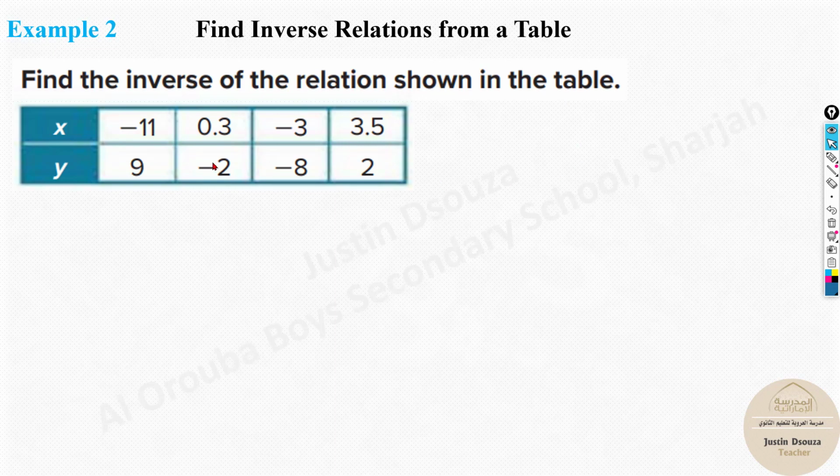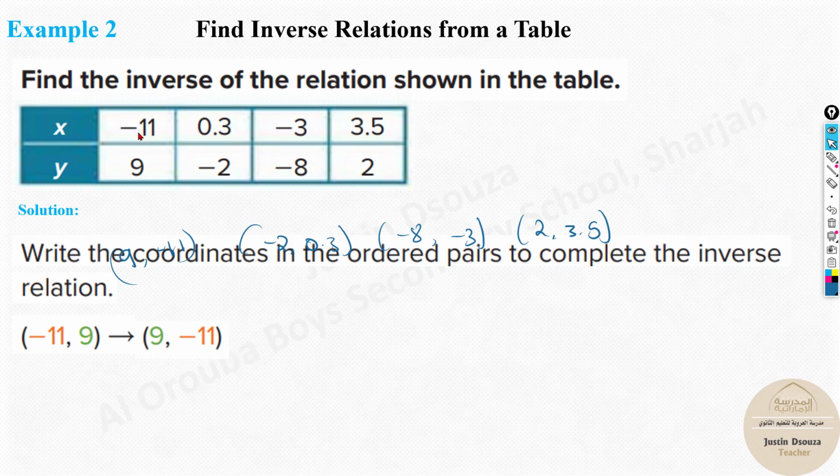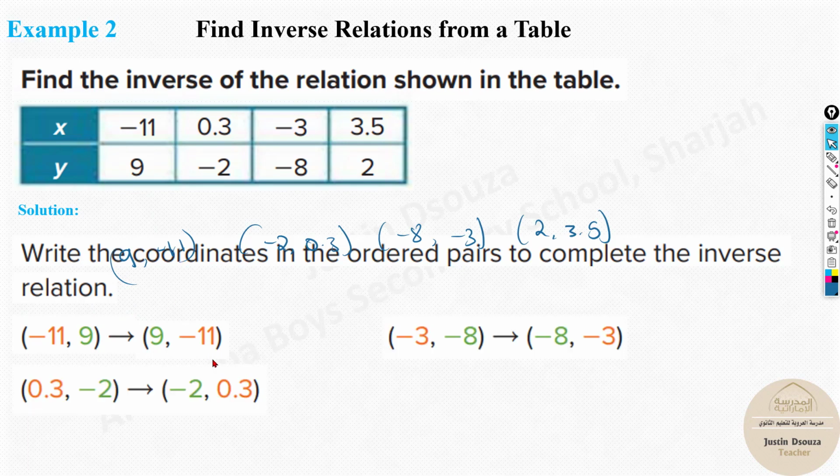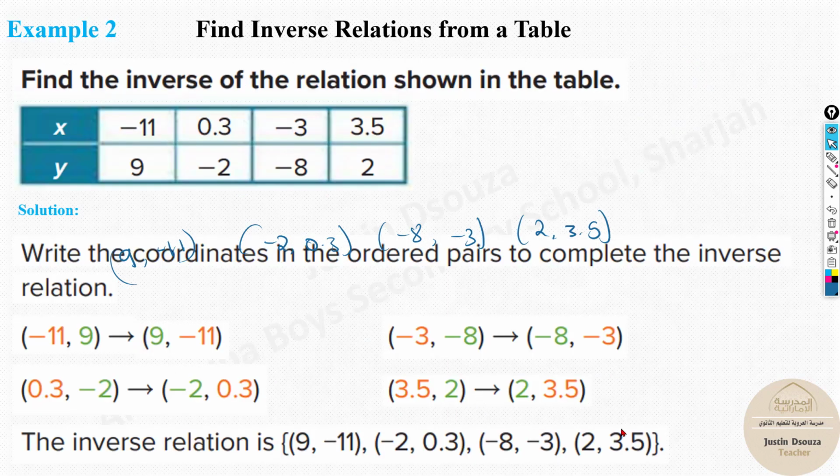Next one over here, you have a table. It doesn't matter how it comes, it's the same procedure here. See, this is the x and this is the y. The inverse would be y first, that is 9 and minus 11. And then the same thing: minus 2 comma 0.3, minus 8 comma minus 3, and lastly 2 and 3.5. All you're doing is swapping it, and those are the answers. So first you need to understand this is minus 11 and 9, and swap it up. Basically you're swapping x and y, and this is the inverse relation.